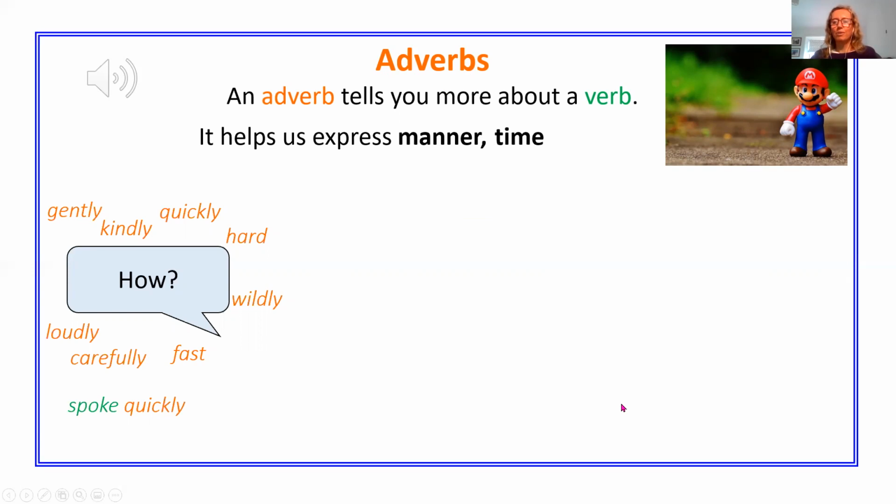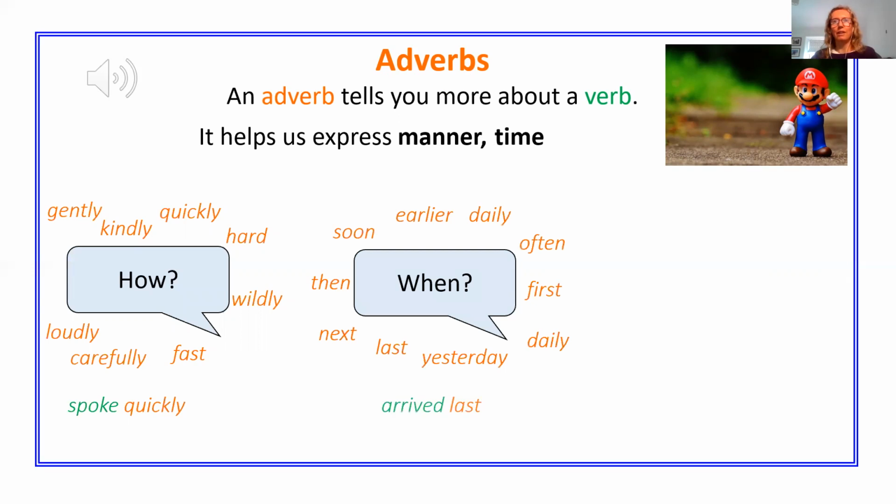Then we have adverbs of time, and these tell us when something happens. So arrived last, it tells us when they arrived. So other words that tell us when, that are adverbs of time: soon, earlier, daily, often, first, yesterday, last, next, then, soon. They tell us when something is happening. And as you can see, not many of those end in ly.